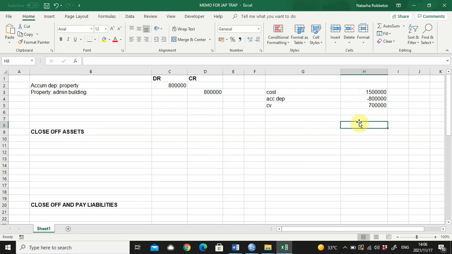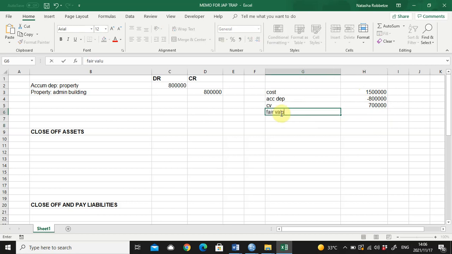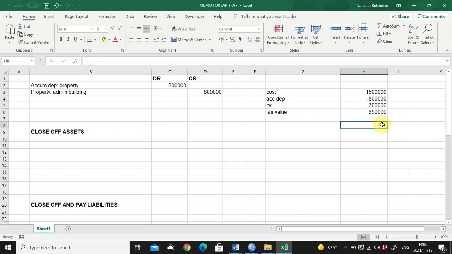If I look at note number 1, I'm told that the fair value should be 850,000. So we have a fair value of 850,000, and it seems to me like this value needs to go upward. So this would be a surplus then of 150,000, which is the difference between the fair value and the carrying value.